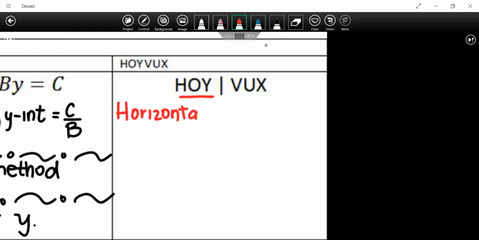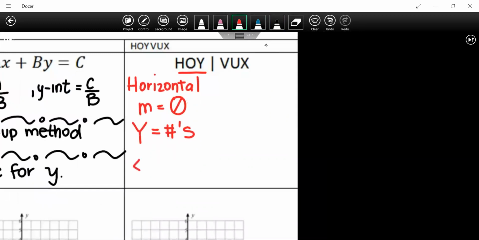Horizontal. I don't know if that's spelled right, but I'm going to guess yes. A slope of 0. So our O is going to be our 0, and then for all y numbers. The horizontal line, think of horizon, where it sits flat on a line. I can see the horizon.